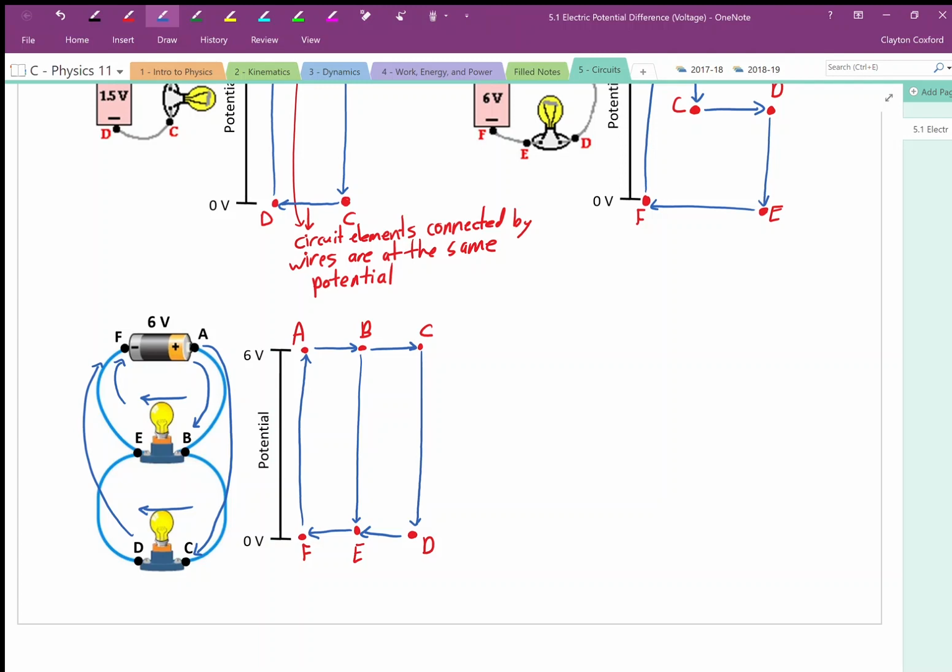Okay, that's it for electric potential difference. Stay tuned for our next topic.